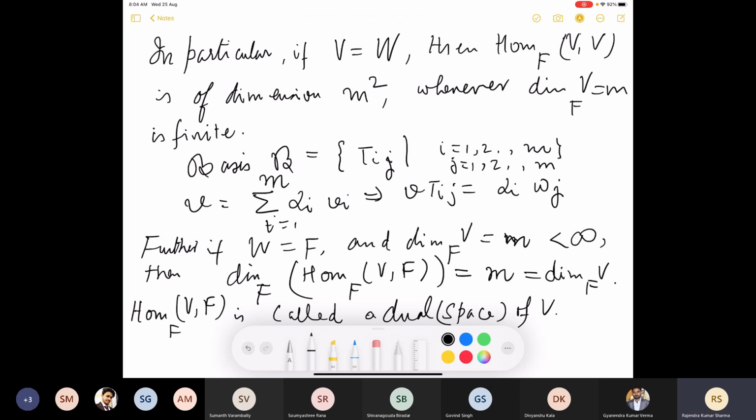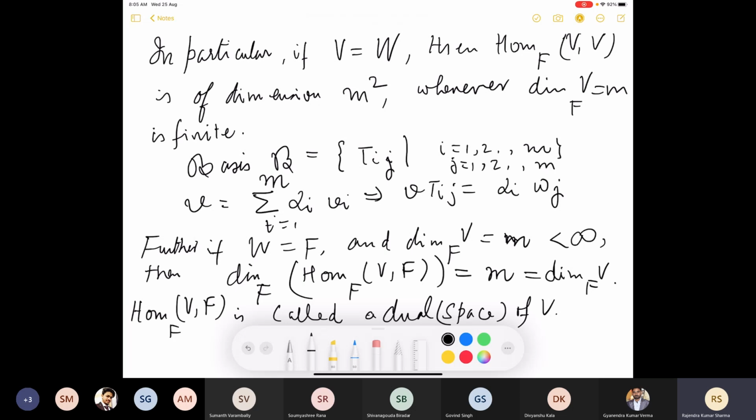So we took a basis, say B1 for V, and B2 for W. And since B1 is a basis for V over F, say consisting of vectors V1, V2, ..., Vn, any vector V can be written as a linear combination of these Vi's, and these coefficients, also called the coordinates of V with respect to the ordered basis, say alpha 1, alpha 2, ..., alpha n, are in fact uniquely determined for a given V.